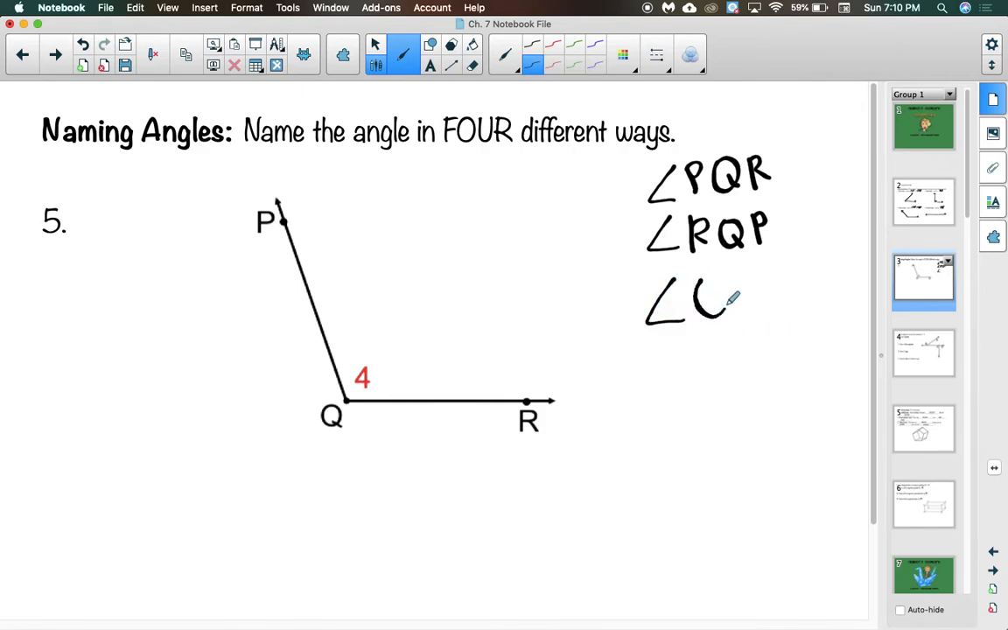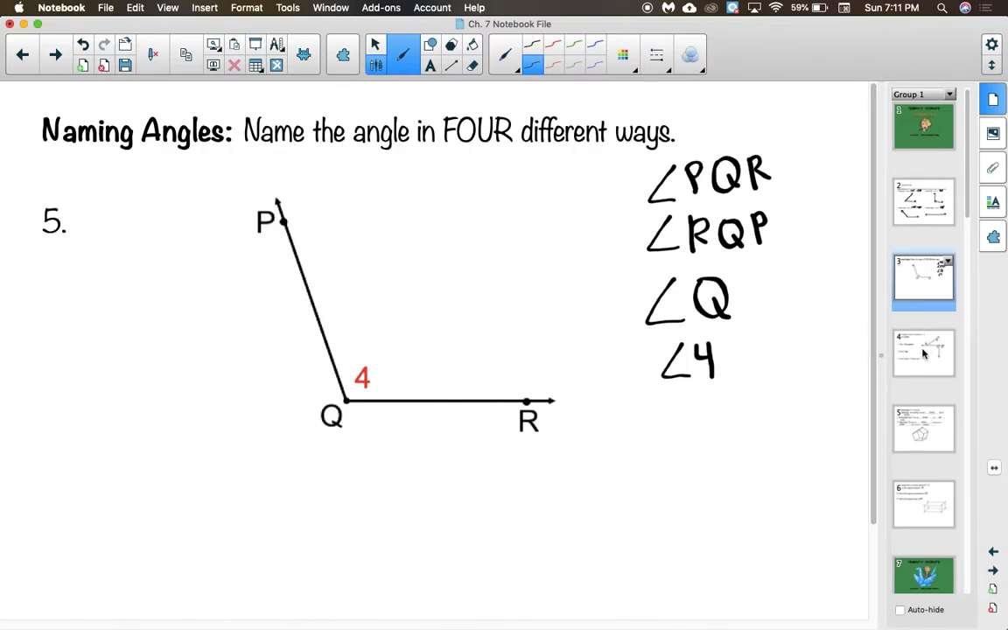We could also name that angle just by its vertex. The only reason this works is because this angle is not attached to any other angles. If this were attached to 2 or 3 more angles, we couldn't just call it angle Q because there would be too many angle Qs. Last but not least, we can use this number sitting inside the angle. That number 4 is not the angle measurement. It's not the number of degrees. It wouldn't even make sense because 4 degrees would be an acute angle, and this is clearly an obtuse angle. So that 4 is just another way for us to name the angle. And you'll see all 4 of these methods utilized throughout the rest of the chapter.